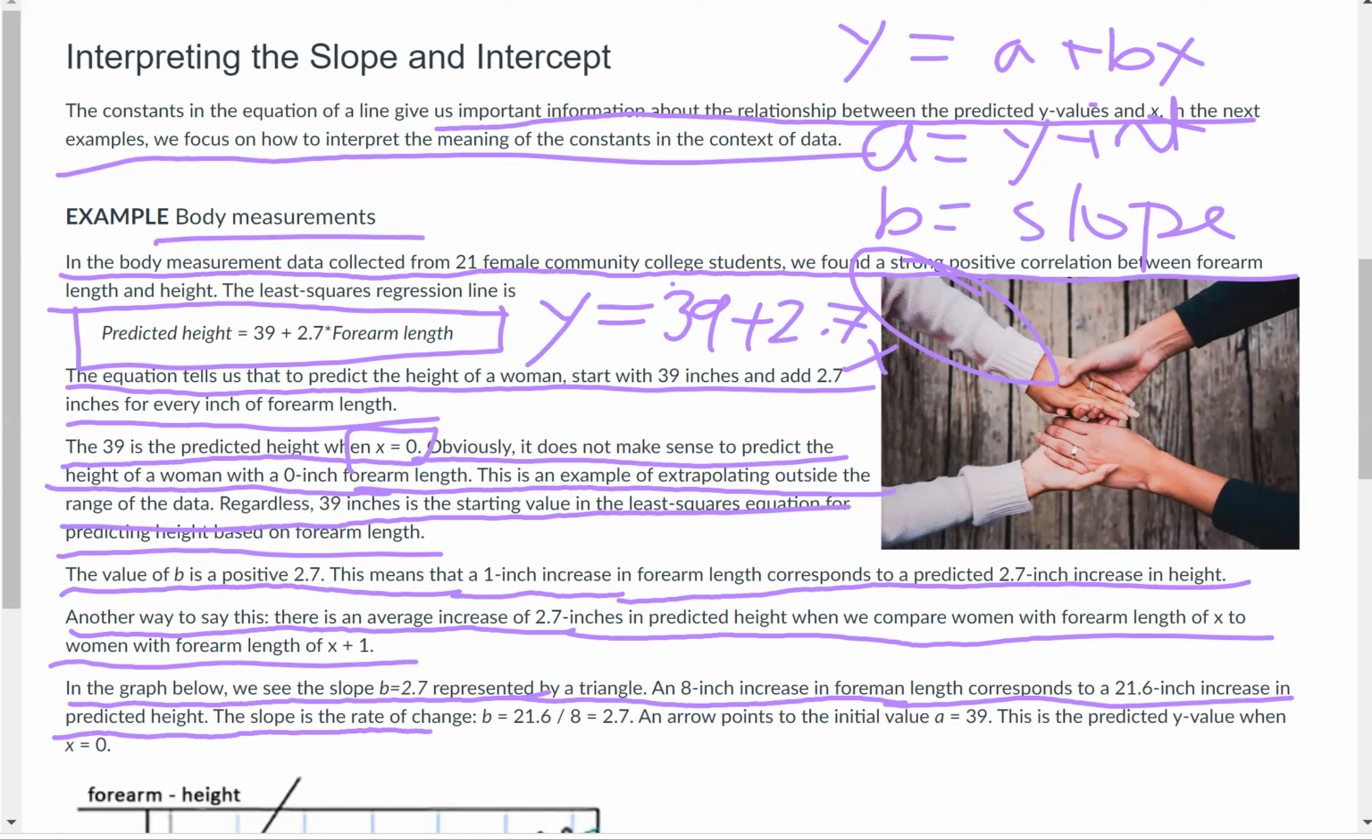The slope is the rate of change. B equals 21.6, the increase in height, divided by the x value, 8, the increase in forearm length, that's 2.7, the slope. An arrow points to the initial value as 39. This is the predicted y value when x equals 0.